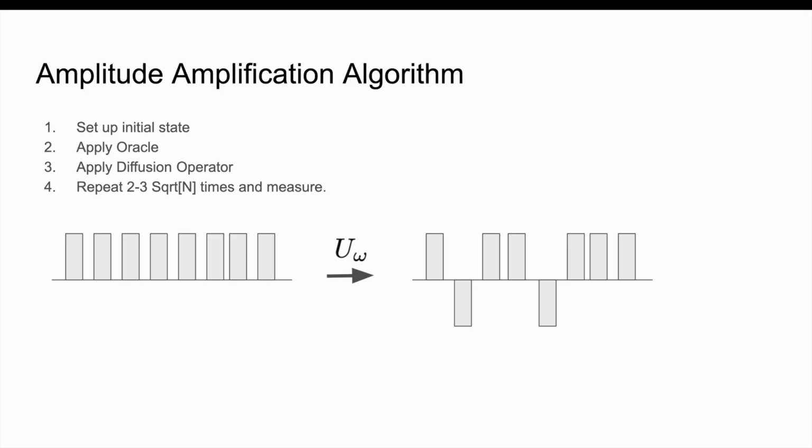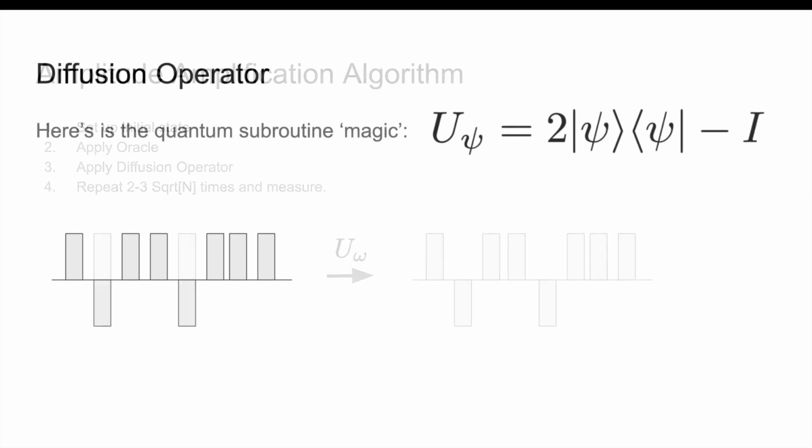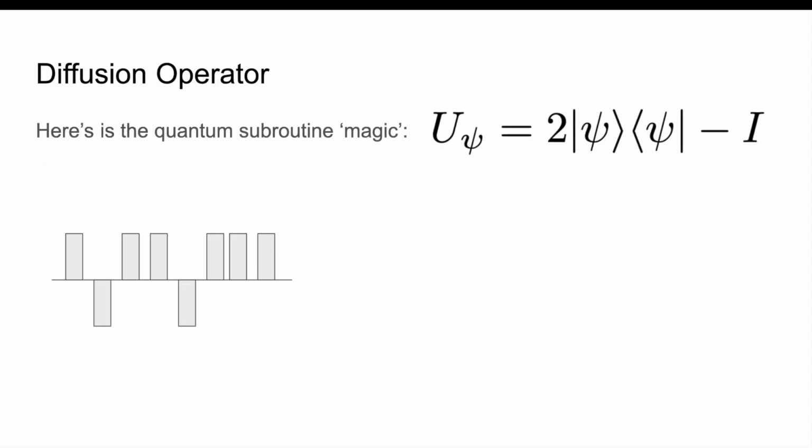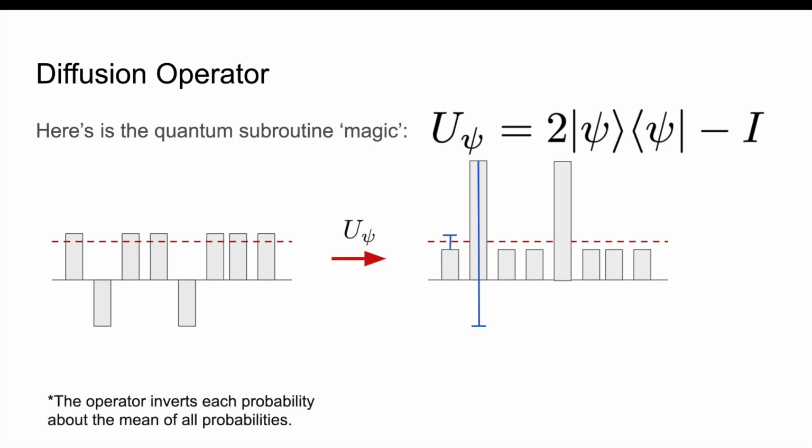Next up, we discuss what the graphical interpretation of the diffusion operator is. We see that the diffusion operator inverts the probability mass element-wise about the total probability mass mean. And what this does is, since we phase flipped the desired search space elements, the result is that the amplitude associated with the desired elements is increased, while the amplitude associated with undesirable elements is uniformly decreased.